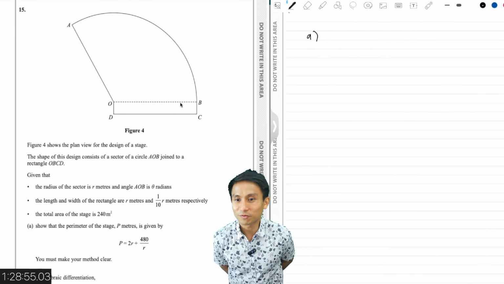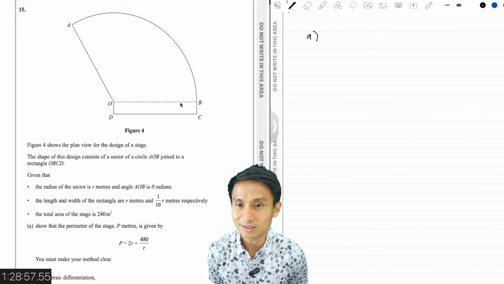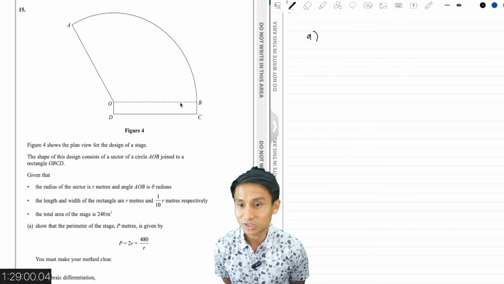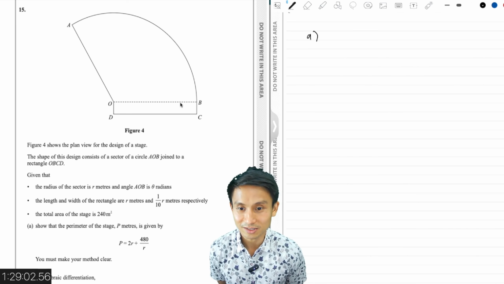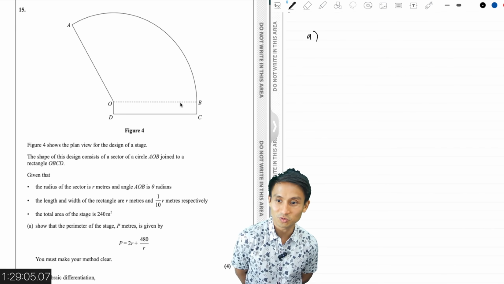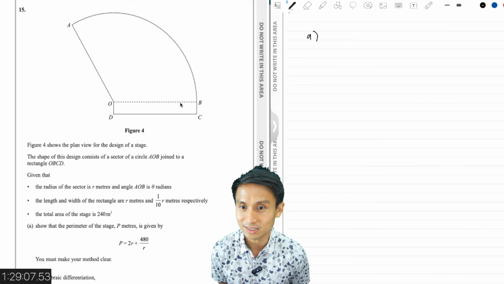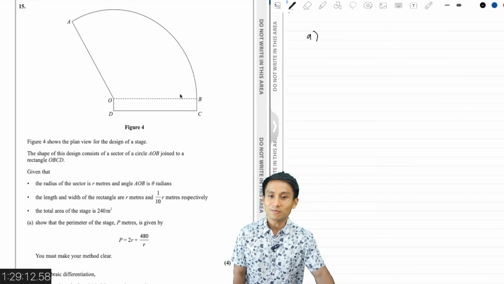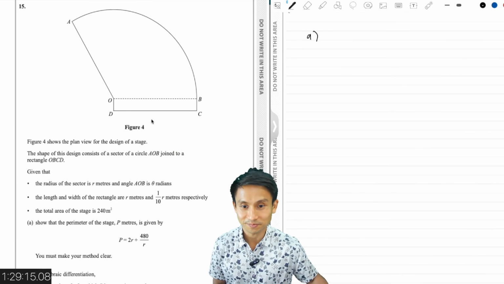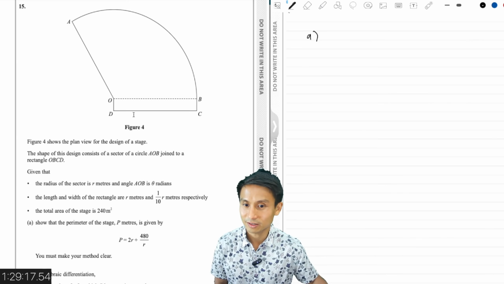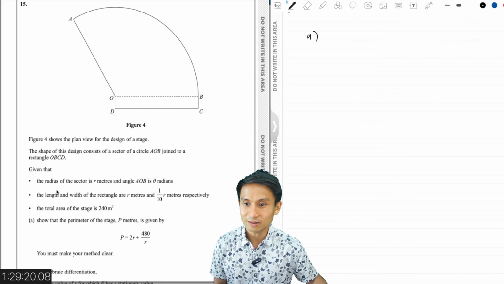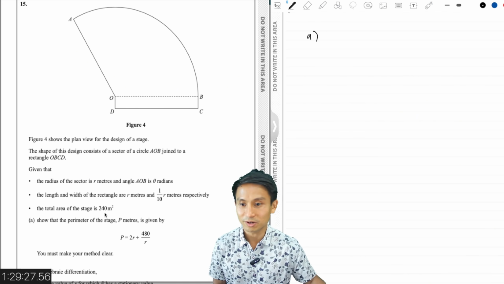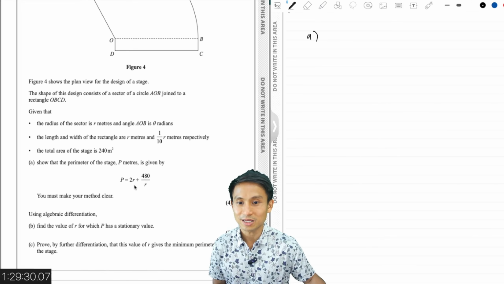Number 15. Figure 4 shows a plain view for the design of the stage. The shape of this design consists of a sector of a circle AOB joined to a rectangle OBCD. All right. The radius of the sector is r meters and the angle AOB is theta radians. The length and the width of the rectangle are r meters and 1/10 r meters respectively. Total area is that. Show that the perimeter of the stage P is given by that. All right.